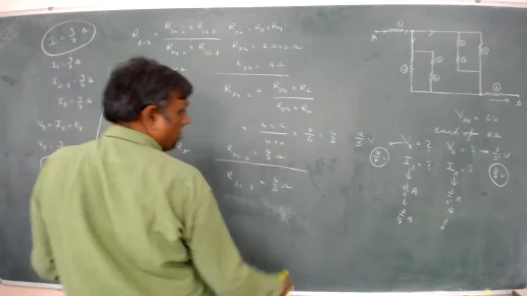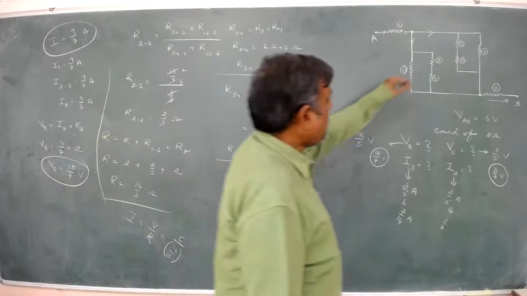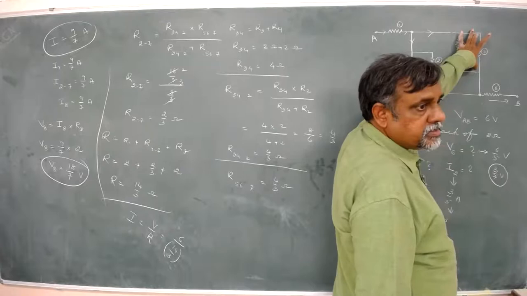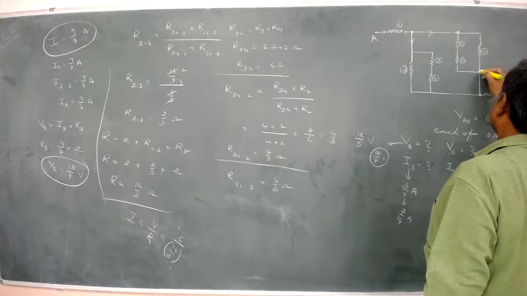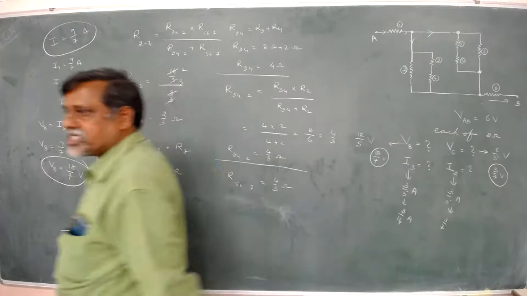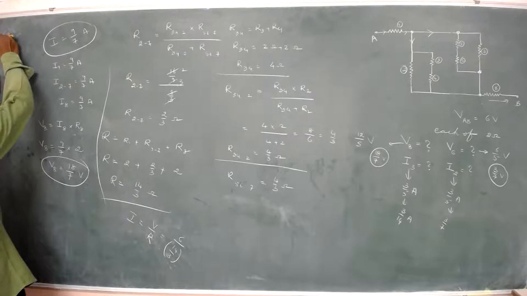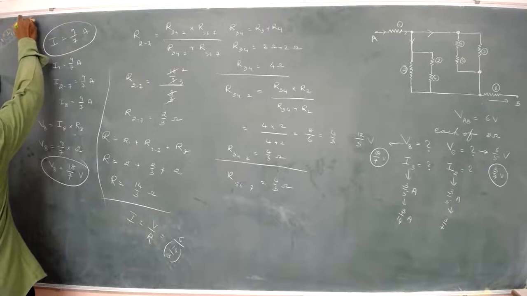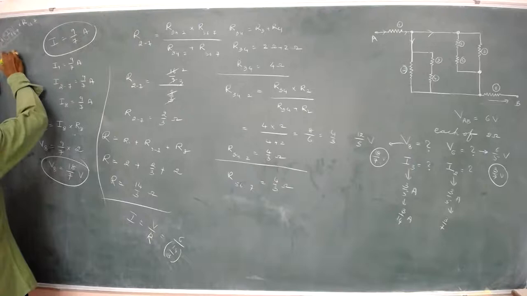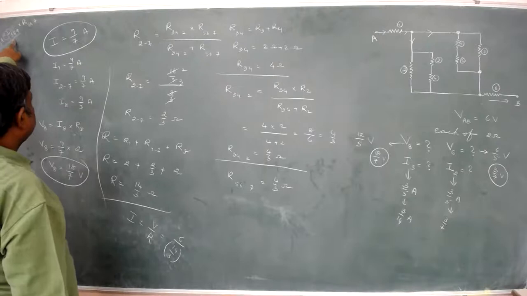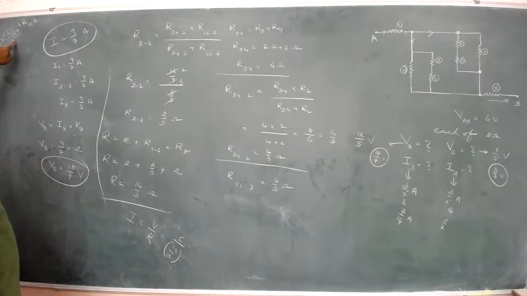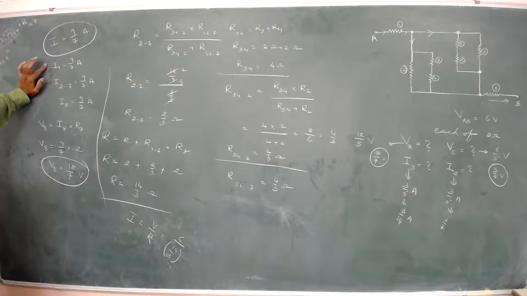Now what else do we need to find out? V6. Where is it? Across this, that means the potential across this total we need to find, in between 5, 6 and 7. Potential across 5, 6, 7 is current across 5, 6, 7 into resistance across 5, 6, 7. Did we calculate I5-6-7? We did not. We calculated up to 2 to 7 together.